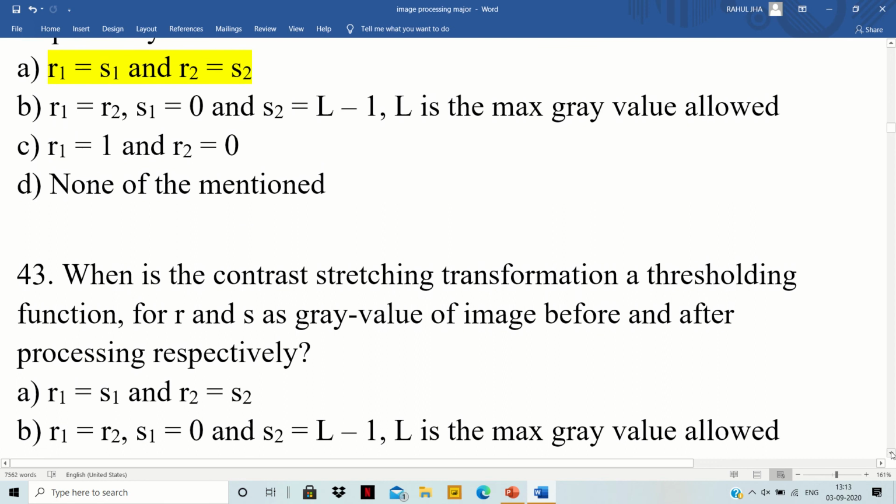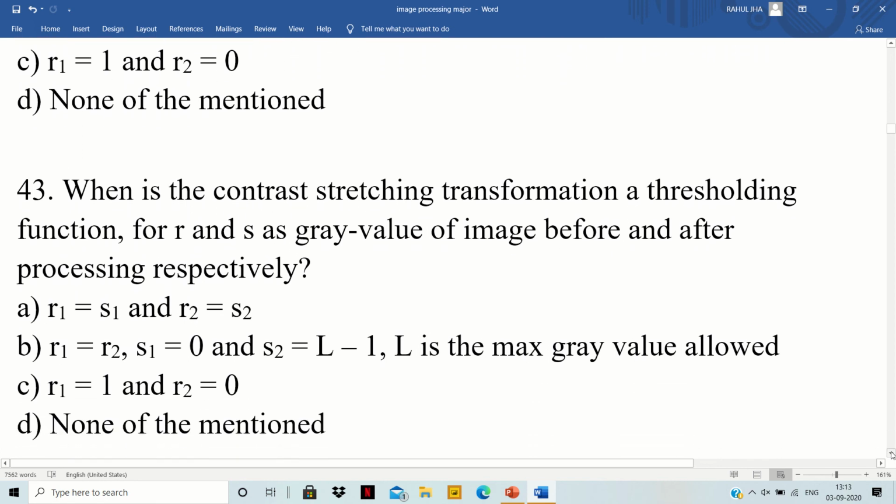When is the contrast stretching transformation a thresholding function, for R and S as the Gray value of image before and after processing respectively? So our options are A, R1 equal to S1 and R2 equal to S2. Option B is R1 equal to R2, S1 equal to 0 and S2 equal to L minus 1, where L is the max Gray value allowed. C, R1 equal to 1 and R2 equal to 0. D, none of the mentioned. So if the contrast stretching function is a thresholding function, it means there is something which is a limiting factor, a thresholding factor.